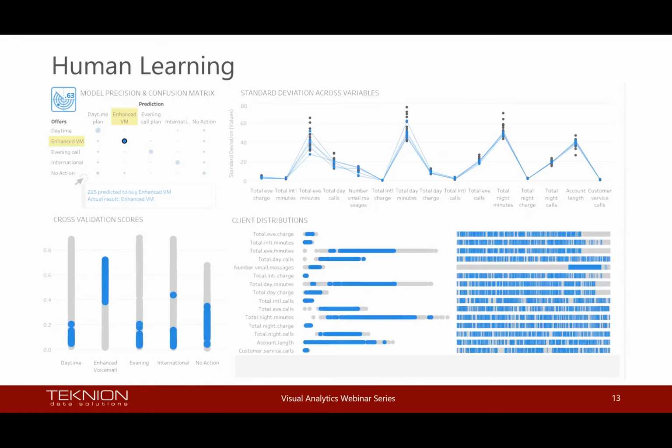And so you see terms like model precision and standard deviation, and the cross-validation scores and client distribution. None of this is human friendly ultimately. This is very deep in the weeds. For me, it was really easy working with you because you were very open. So I could come back to you multiple times with questions and say, hey, this isn't making sense. Does this line up with what you would expect?